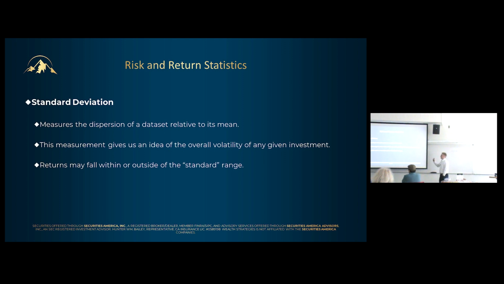Standard deviation measures the dispersion of a data set relative to its mean. What is that? If you have an average return of, say, 8%, and a standard deviation of 10, each level of standard deviation has a probability that returns will fall into it. So if I have a return of 10%, let's say, and a standard deviation of 10, just to make the numbers short.